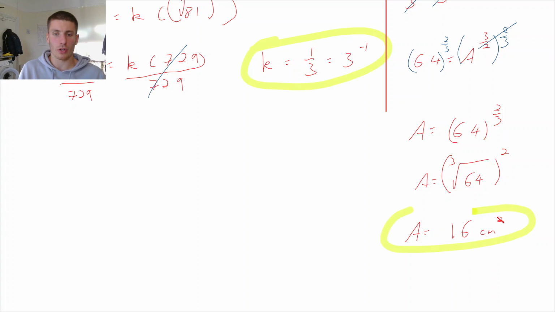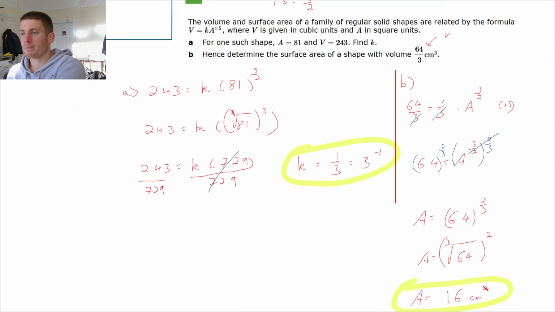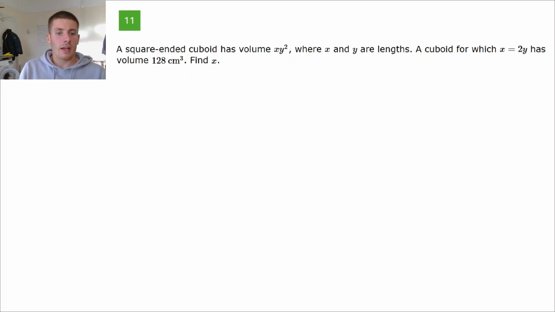Good, good, good. If I zoom out, you can see the full shebang, hopefully. There we go. Question number 11. A square-ended cuboid has a volume xy squared, where x and y are lengths. A cuboid for which x is equal to 2y has a volume of 128. Find the value of x.